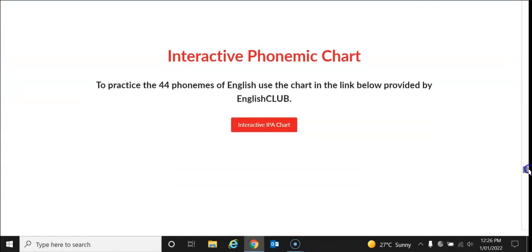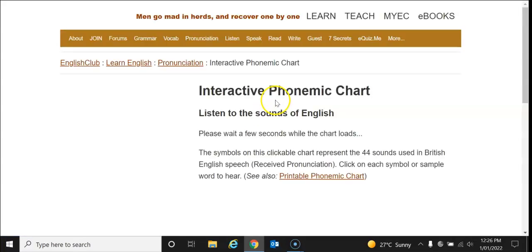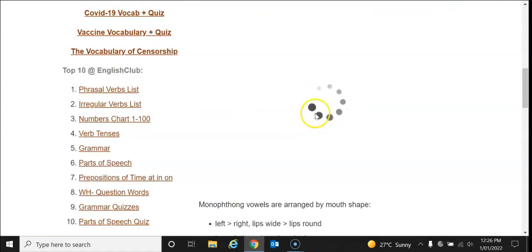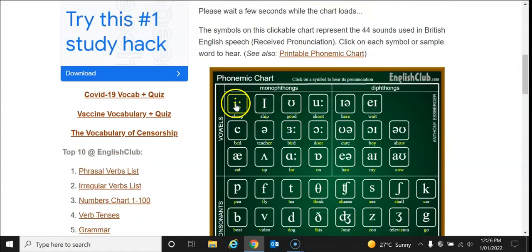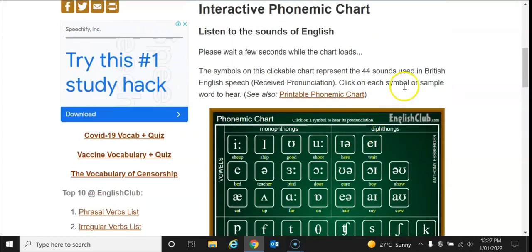Another useful link here is the interactive IPA chart. So if I click on this, and I'll give you this link down below as well, it has the chart, and then you can click on it and it will give you the sound. So if there's any particular sound you need to practice, you can spend more time on these. I won't go through this in the video, but I'll put a link below so you can take advantage of this interactive phonetic chart.